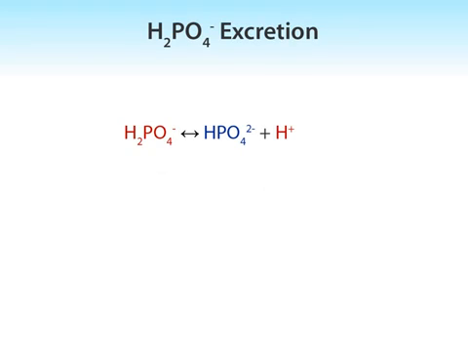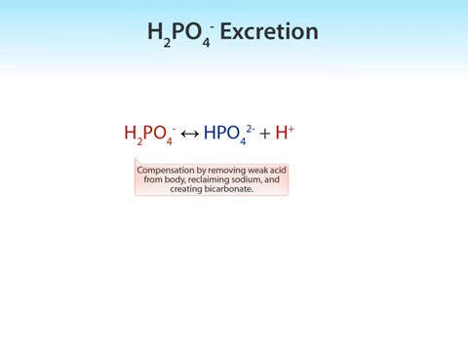Dihydrogen phosphate and phosphate are weak acid-base pairs. Excreting dihydrogen phosphate into the urine removes the acid from the bloodstream. The kidney's tubular cells use an antiport pump that pumps out hydrogen ions while reclaiming sodium ions. One bicarbonate is created during the process. The phosphate mechanism removes weak acid from the body, reclaims sodium, and creates bicarbonate.